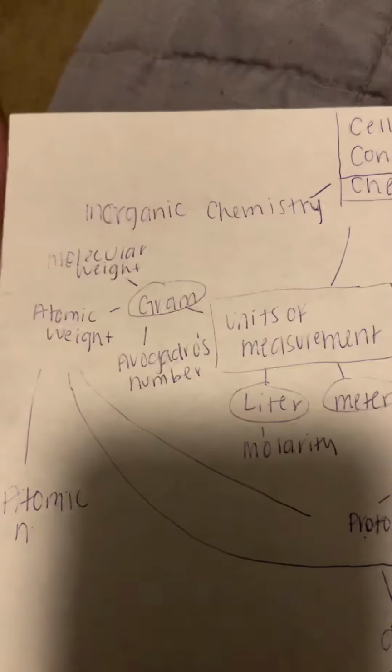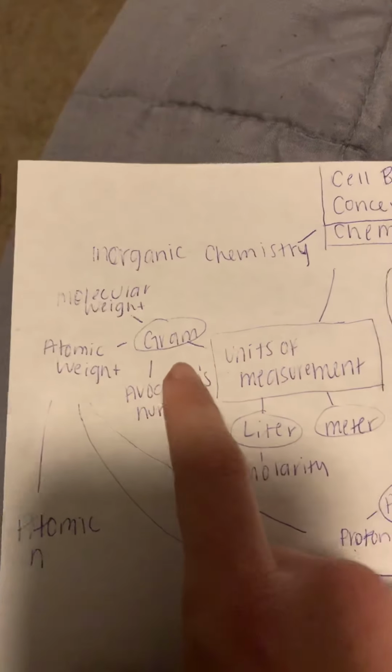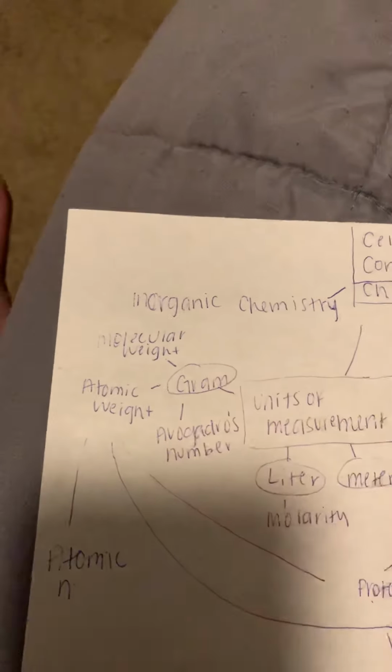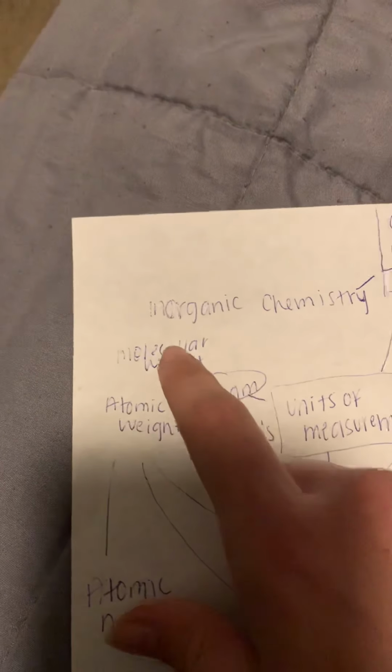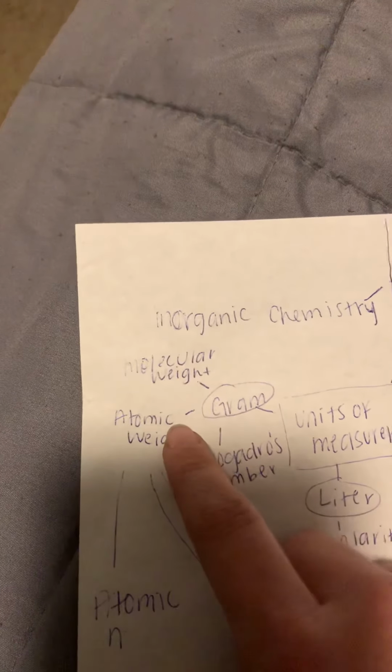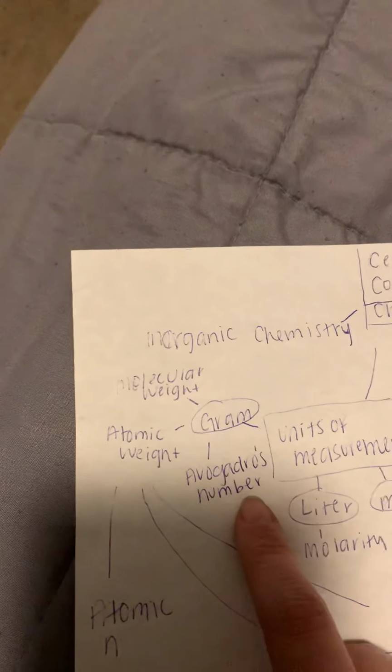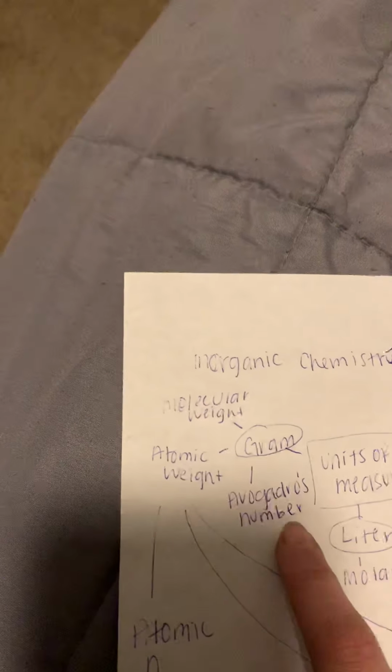Sorry, I blanked. And then another unit of measurement is gram, and so that is by weight. That's the SI unit for weight in chemistry. So we have molecular weight, atomic weight, and Avogadro's number, which is 6.022 times 10 to the 23rd.